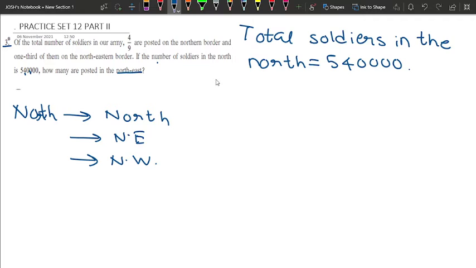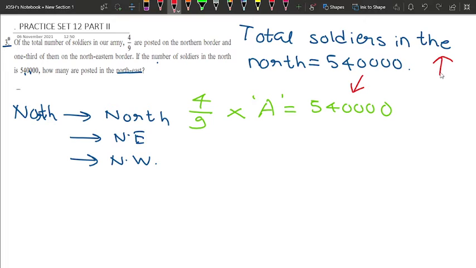Now the first piece of information says that 4 by 9 are posted on the northern border. So 4 by 9 multiplied by something, let's call it A, is equal to 5,40,000. So let us see in detail why we wrote this and how we understood that this will be the equation. There are total soldiers in north, and 4 by 9 are posted on the northern border, that is, of the total soldiers in north, northeast and northwest.